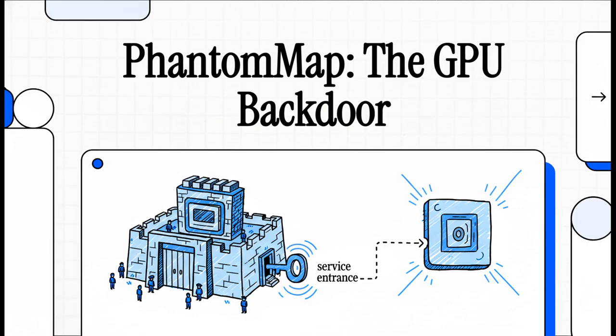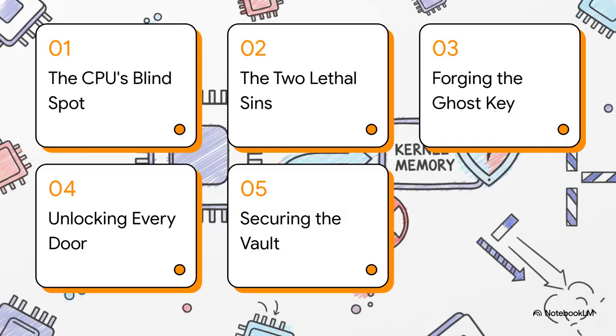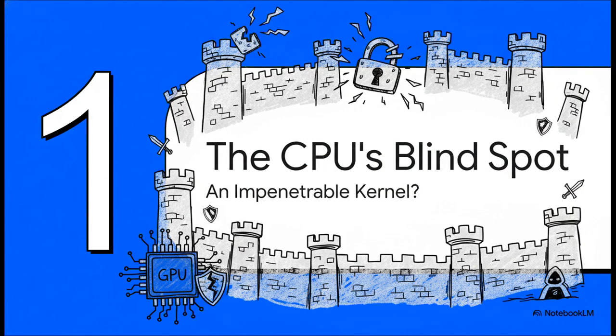We're talking about the GPU and a wild technique called PhantomMap that turns the driver's own logic into a master key for physical memory. All right, here's our game plan. We'll start by looking at a huge blind spot in how we think about CPU security. Then we'll break down the two critical design flaws that make this whole thing possible. After that, we'll see how attackers forge these flaws into a ghost key, show how it unlocks basically every door, and finally talk about a pretty slick and lightweight way to fix it. So let's set the stage.